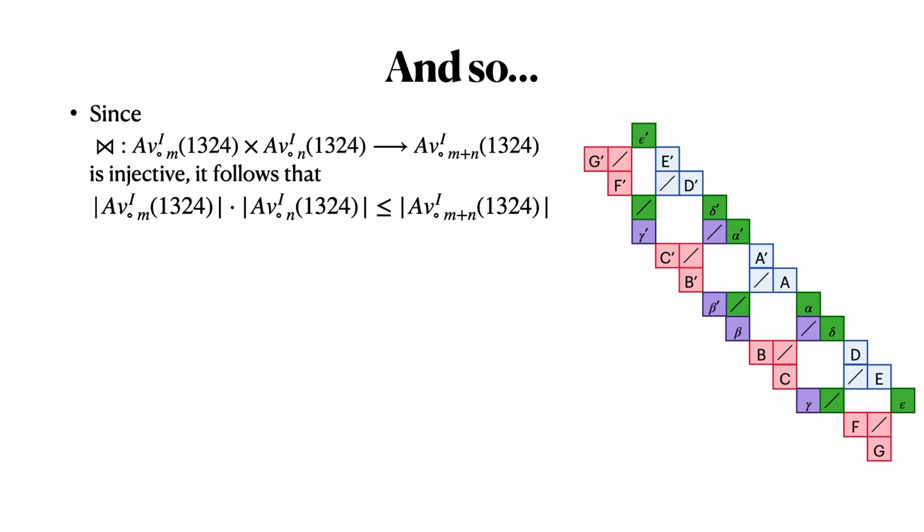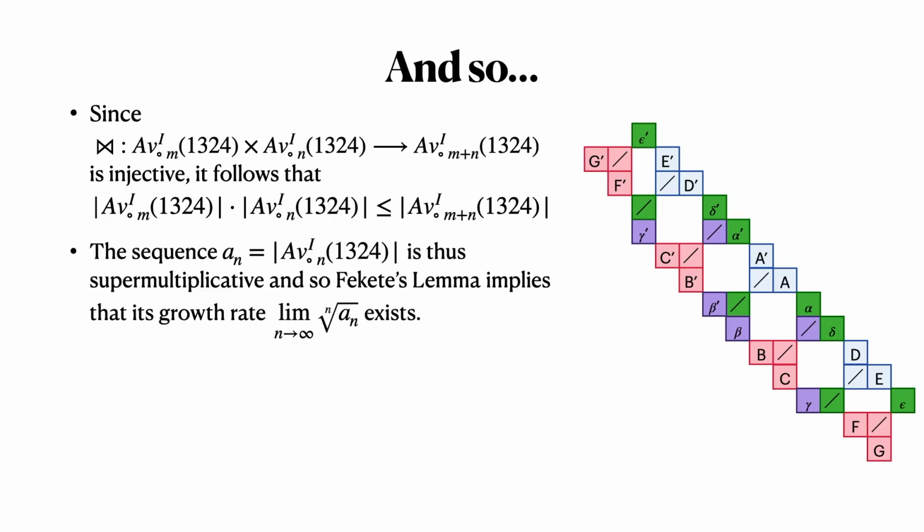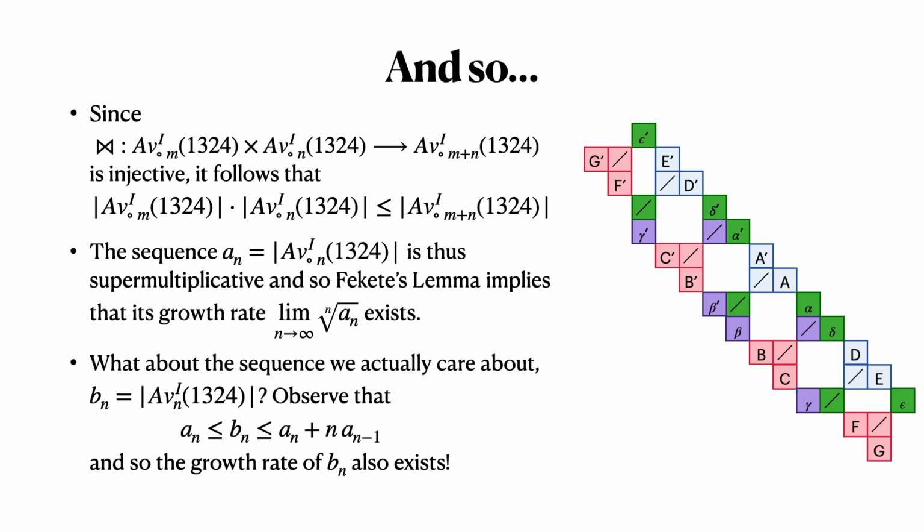Well, since this map is injective, just like in the case of regular permutation classes, that means that this sequence, the involutions without a fixed point that is also a right to left maximum, is supermultiplicative and has a growth rate. Calling this sequence a_n, and the sequence that we actually care about, all 1, 3, 2, 4 avoiding involutions, b_n, we can show that b_n is bounded between a_n and a_n plus n times a_{n-1}. Therefore, the growth rate of b_n exists and must have the same value as the growth rate of a_n.